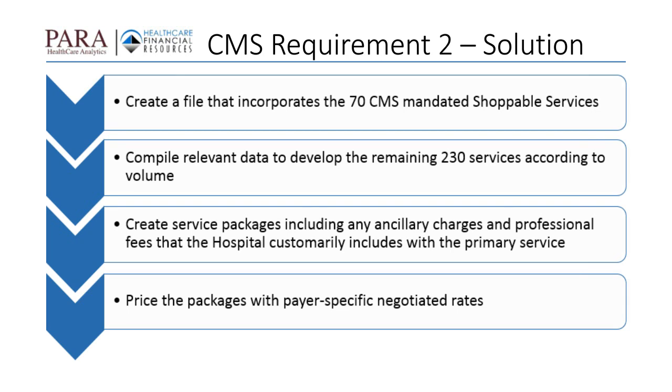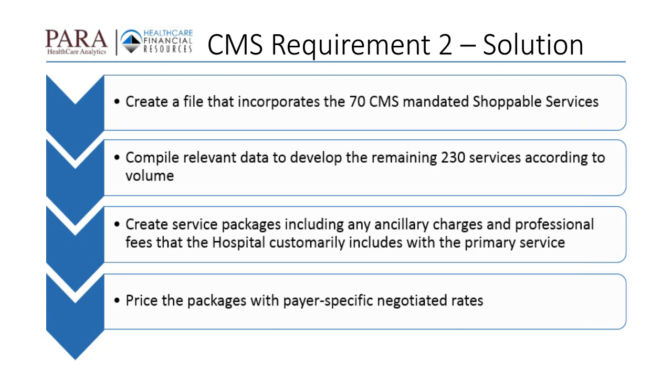Now, in order to present a final document for the consumer to download, we must first gather all the related data for each of the 300 shoppable services. Here, we have presented a guideline that details some suggested steps in order to publish the second requirement. To start, we suggest to create an extract that first and foremost includes the 70 CMS shoppable services. At this point, we can now identify if any of those 70 are not performed at the hospital and take note to make sure we replace those services when considering the 230 additional items.